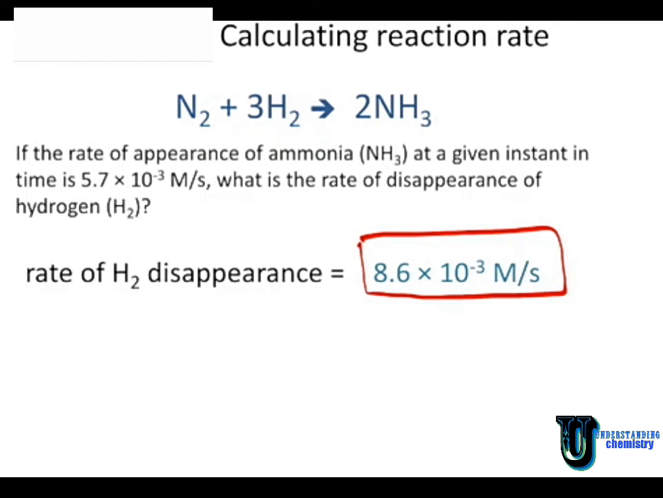We suspected that we would find that H2 is going to disappear faster than NH3 is made, because you're going to need 3 molecules of H2 to make 2 molecules of NH3. And that's what we get. We get a number that is larger than the rate of the appearance of ammonia.